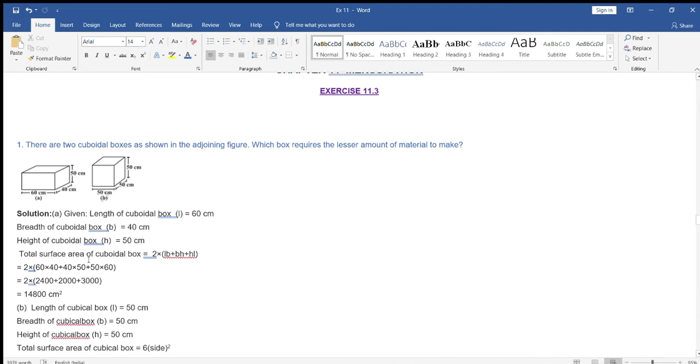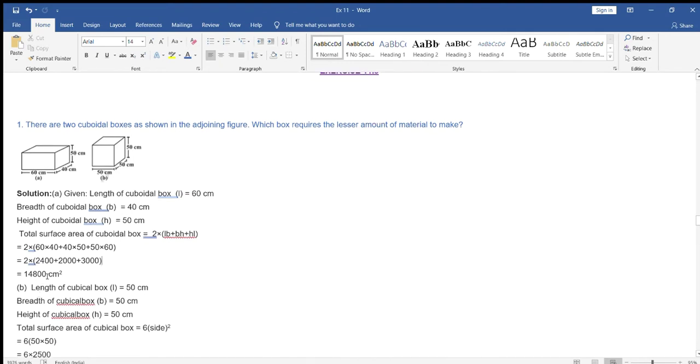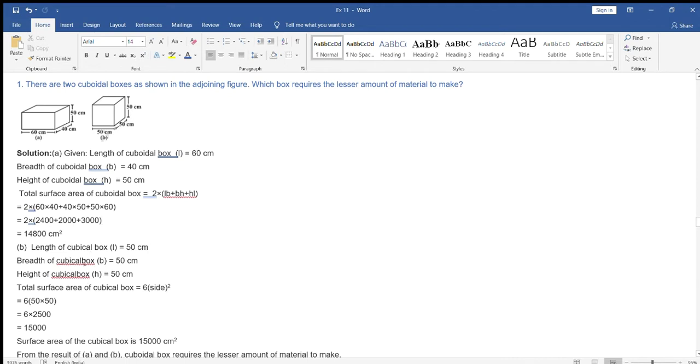For a cuboid, we know that the total surface area is 2(LB + BH + HL). So putting the values of L, B, H in the formula, we find the total surface area. Same for the second box, it is the cubical box, and for the cubical box all dimensions are the same. We know that the total surface area is 6 into side squared, so we find the area by putting the value.